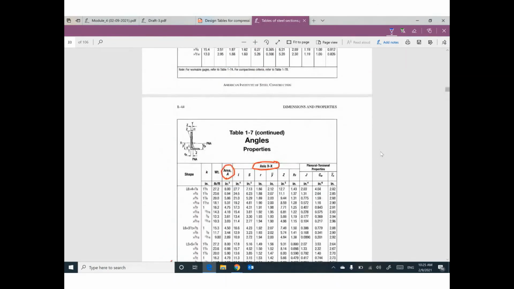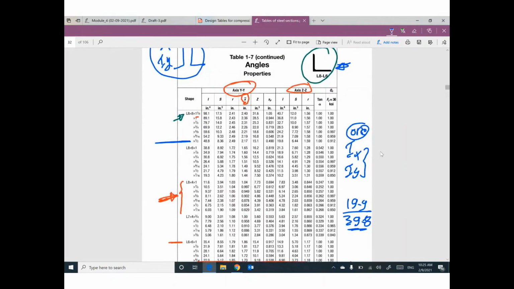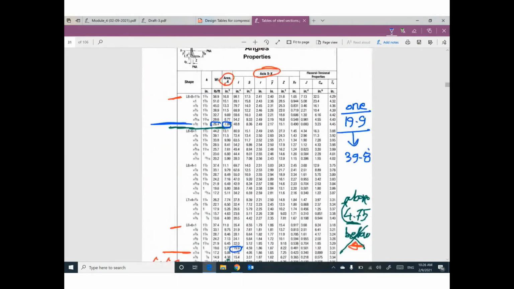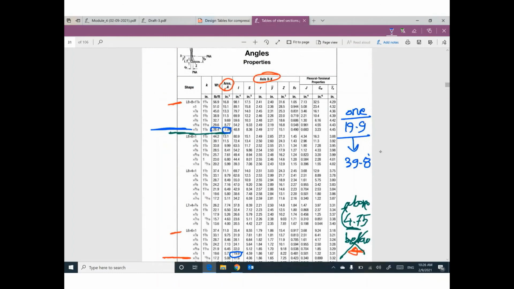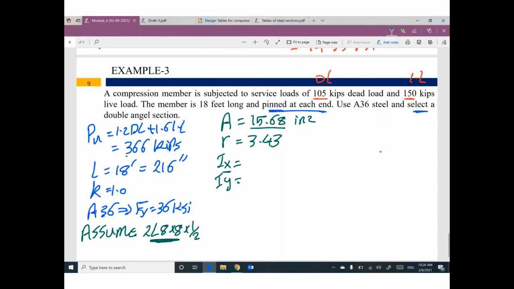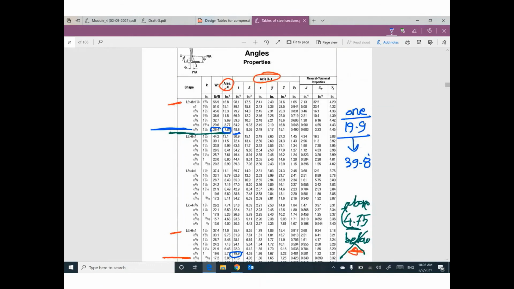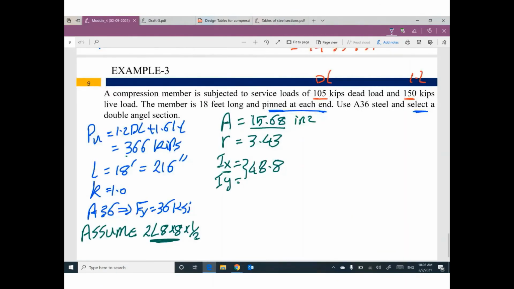8 by 8 by 1/2, we have here 48.8 for Iy. And we have here Iy 48.8. Both of them the same. 48.8. That's right. Okay, we are good. Keep walking.